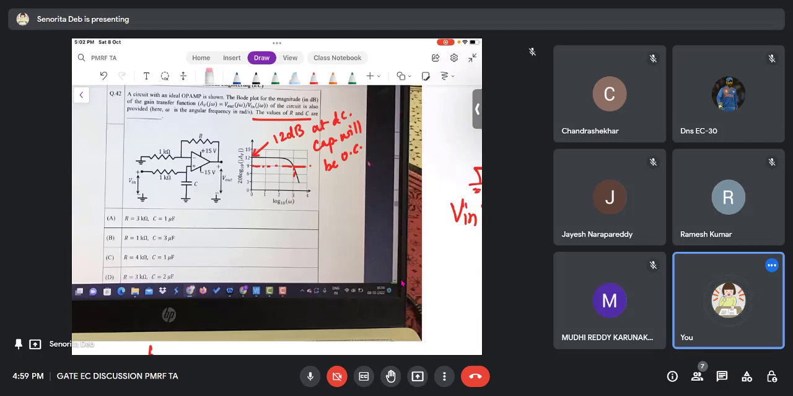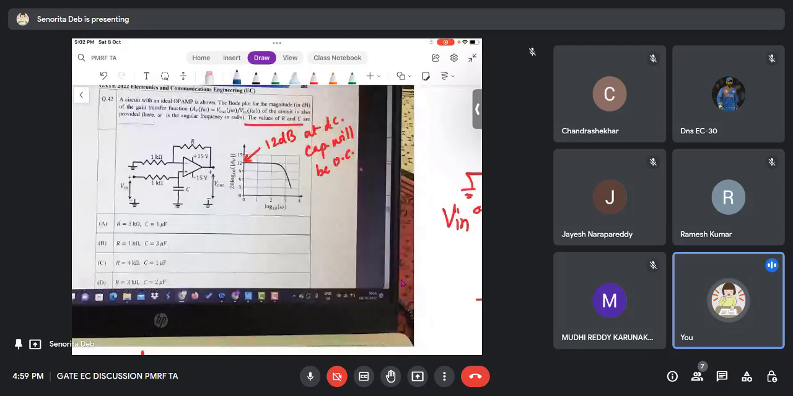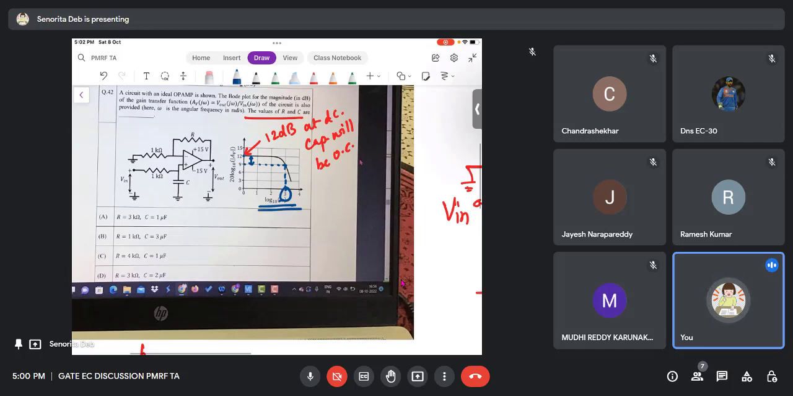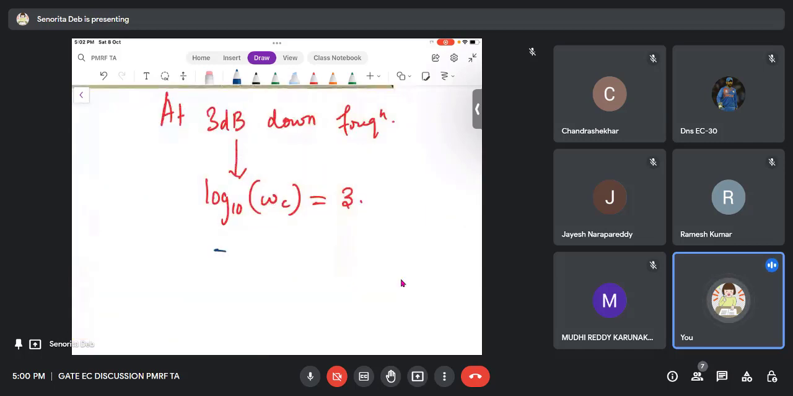So please understand that 12 is your 0 dB, and I just showed that the 3 dB corner frequency is there, right? So at 3 dB down from 12 dB, what is the value? 9. So at 9, what is the frequency? 3, right? 3 is the frequency at 9. So this is at log 10 omega. That's why log 10 omega C is 3. This implies omega C is nothing but 1000 radian per second.